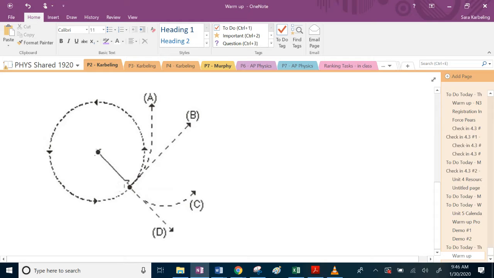Okay, this dot is the yo-yo, and the yo-yo is going around in a circle like this. The question is, is it going to follow the path A, B, C, D, or some other path that I have not imagined? Okay, I'm going to give you one more minute. Talk to your table mates. Figure out which way it's going to go.